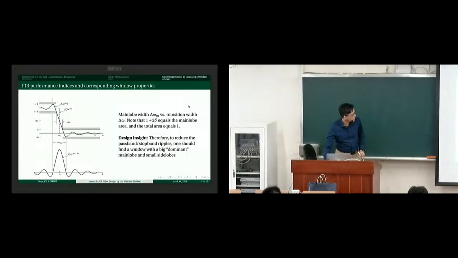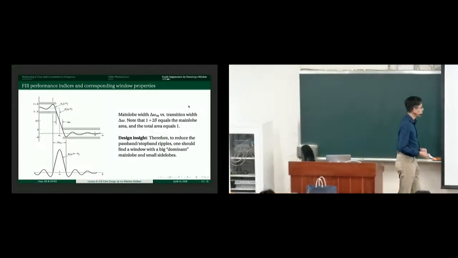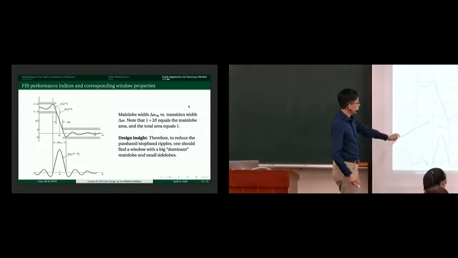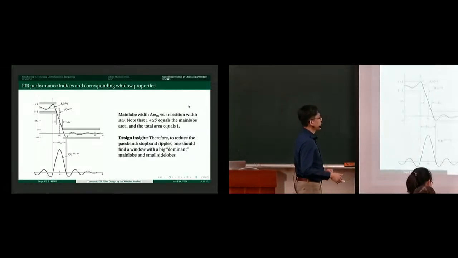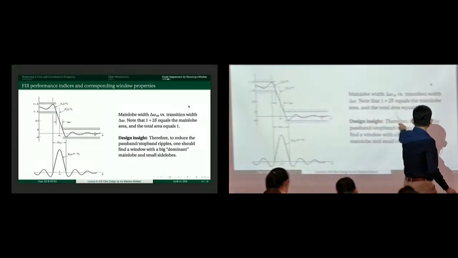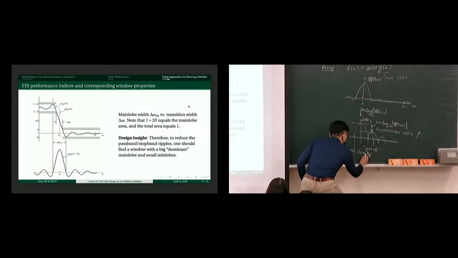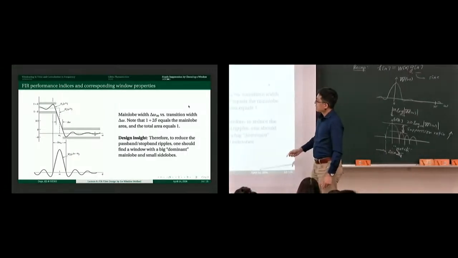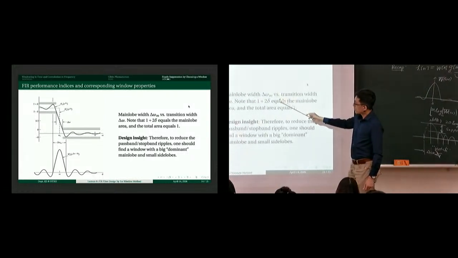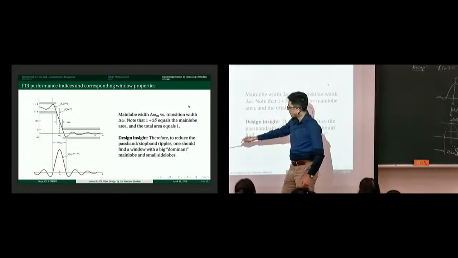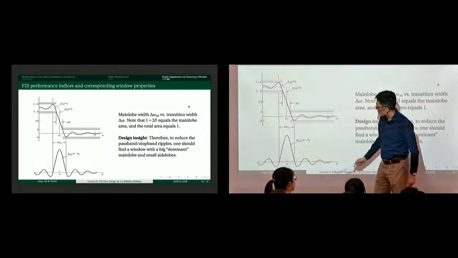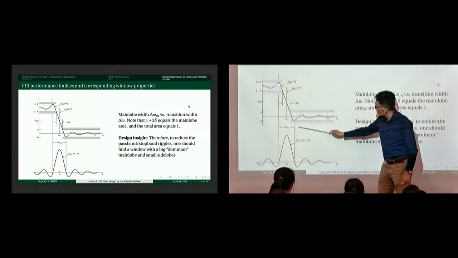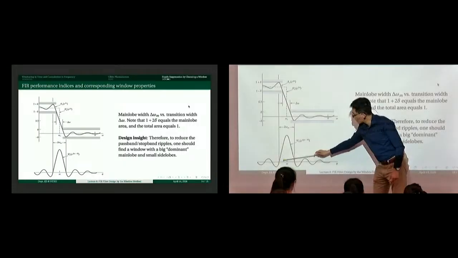We are going to see this graph, which is also very, very important to look at. The main lobe width, that's the notation, delta omega sub m. Here, as I just drew, I made a sketch, and this is the main lobe width.